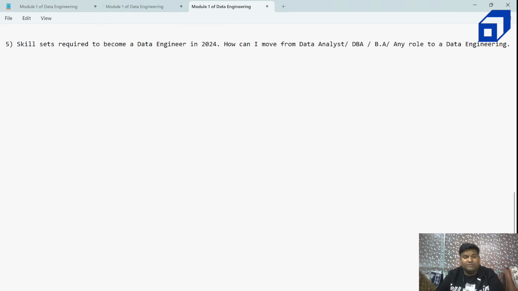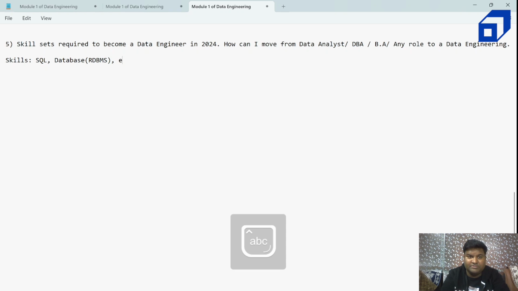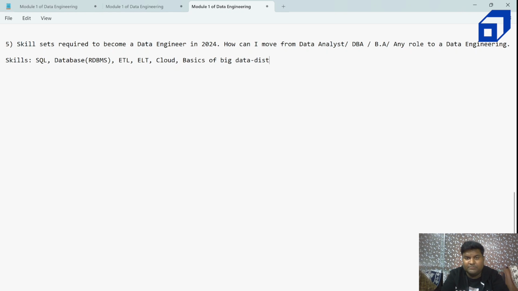So there are n number of skills required to become a data engineer. Mastering a few of them will help you down the line. We'll start with basic SQL, databases, basically RDBMS, right? We'll talk about the ETL concept, extract, transform, and load, or the ELT concept, extract, load, transform. We are going to discuss the difference between these two in module 2 basically. Then we are going to talk about cloud concepts, right? Basics of big data such as distributed processing, parallel processing, distributed systems, etc.